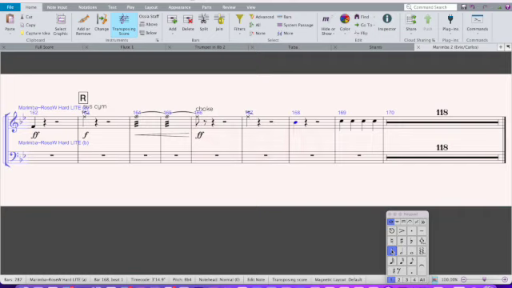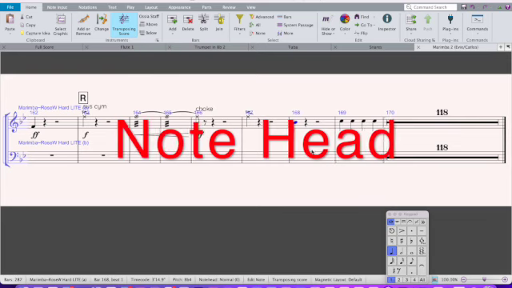Here's our quarter note. Notice the only difference between a half note and a quarter note is that the quarter note is filled in. So our most basic note is our quarter note here. It's going to have a circle and it's going to have a stem coming out of it.